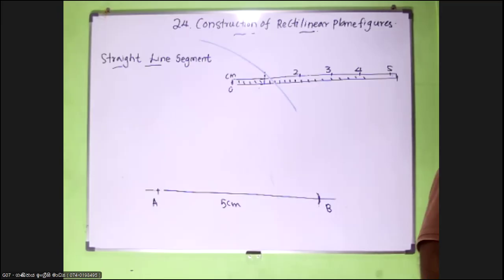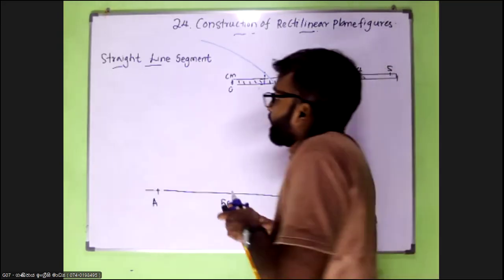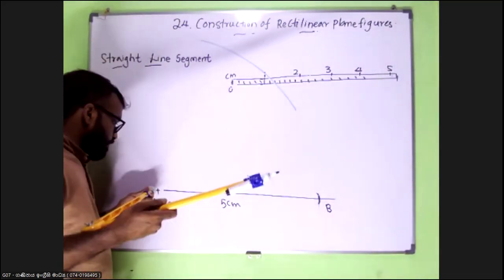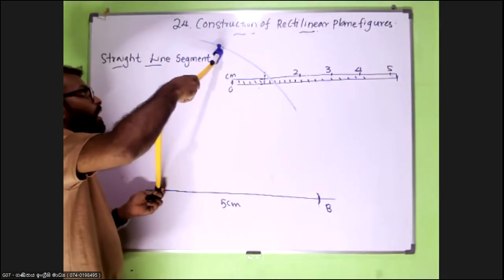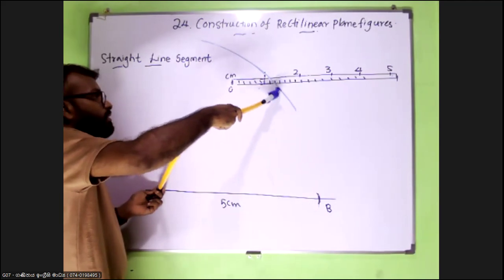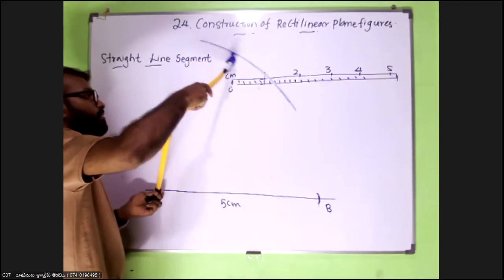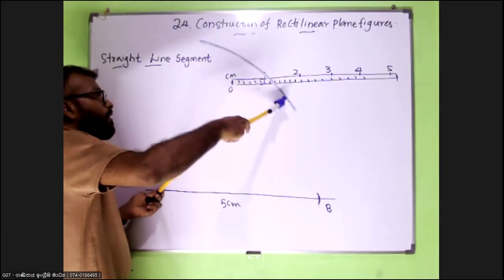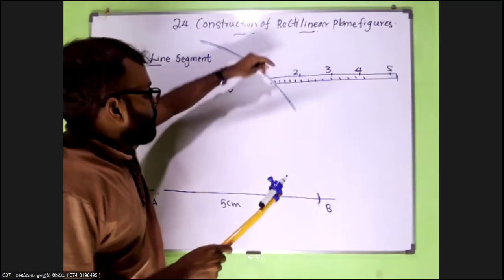Right. I will draw it again. Place your compass point at A and draw this arc like this. I will remove it.